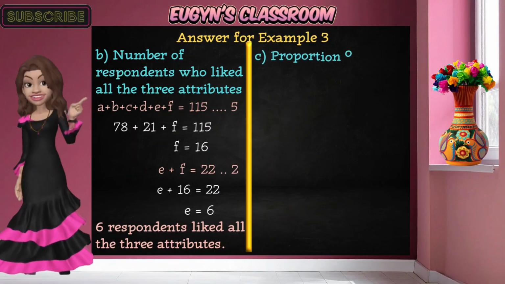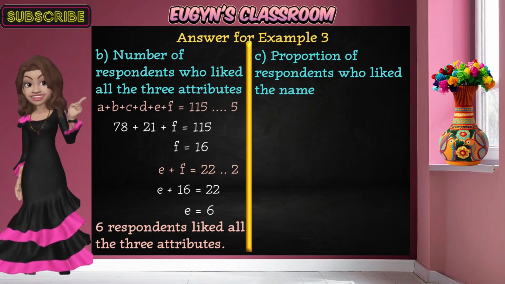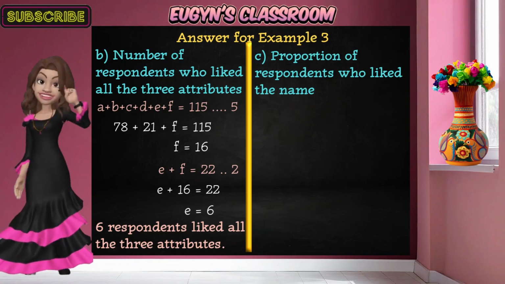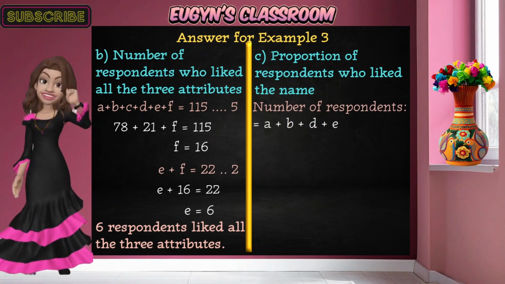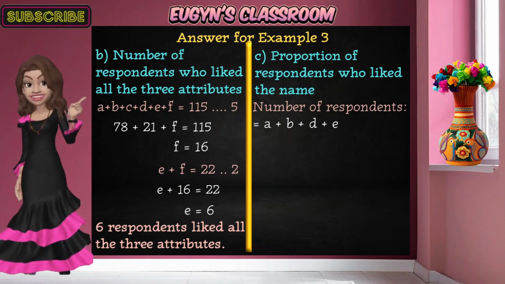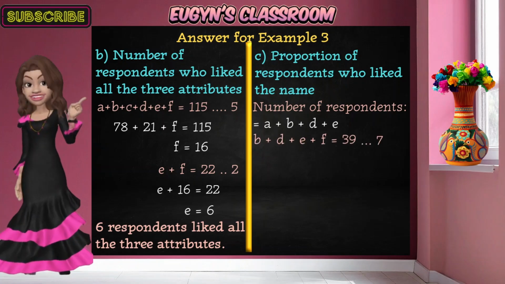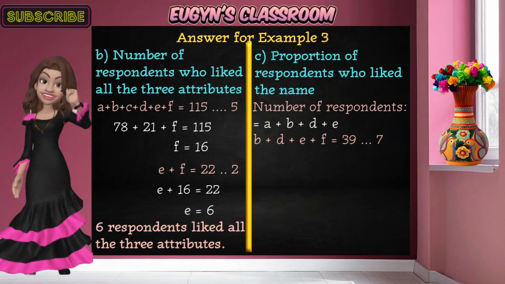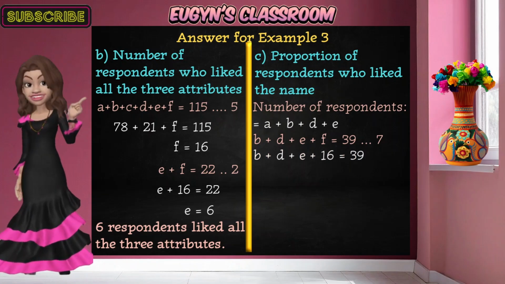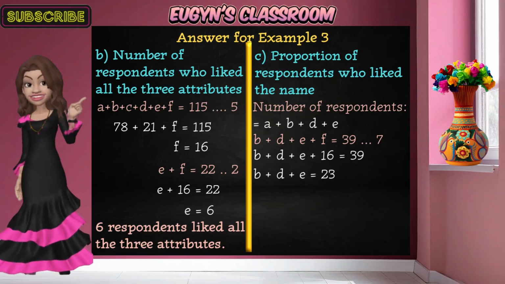In part C, we're supposed to get the proportion of respondents who liked the name. First, we'll calculate the number of respondents who liked the name. To get the number of respondents, we'll add all the letters in circle N. In that circle, we have letters A, B, D, and E. We can solve for B plus D plus E using equation 7. We know that the value for F is 16. Therefore, B plus D plus E will be 39 minus 16, which is 23.